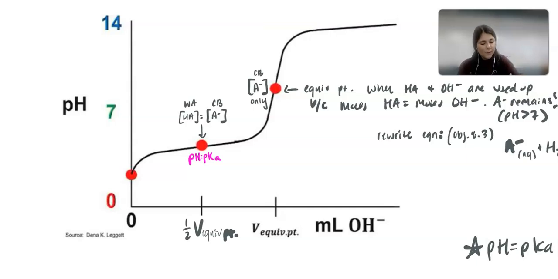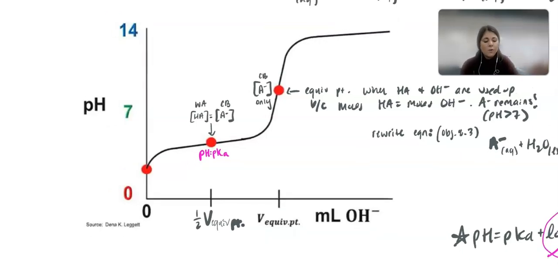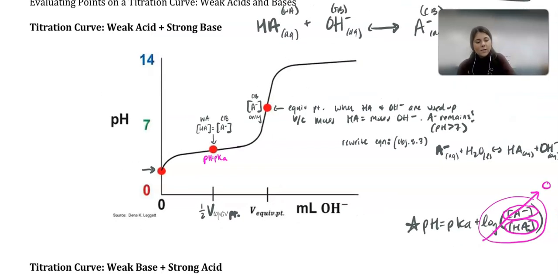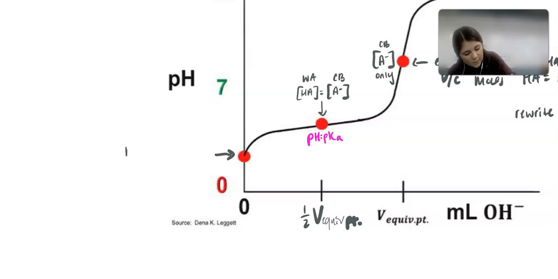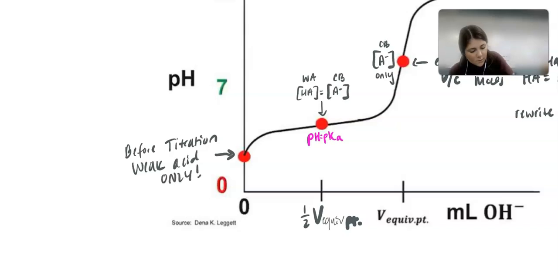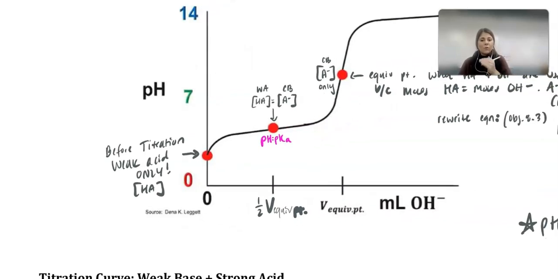of Ka. So let's talk about the first point now. So here, the first point, this is at the 0 milliliters. This is before the titration occurs. So the only thing before the titration occurs would be our weak acid. So whatever HA is, that's going to help us figure out the pH before the reaction occurs.